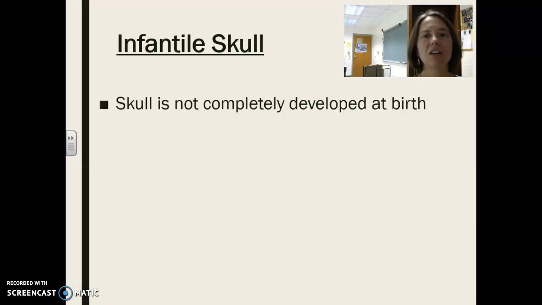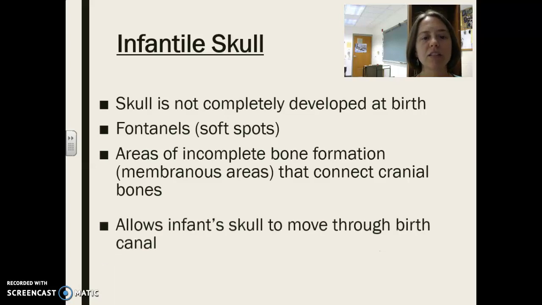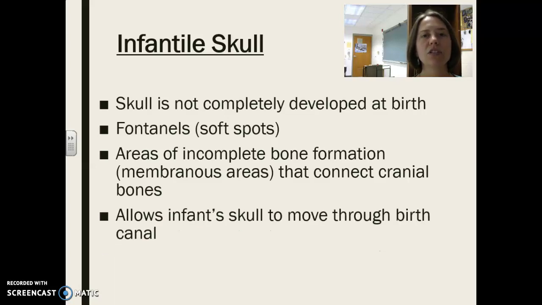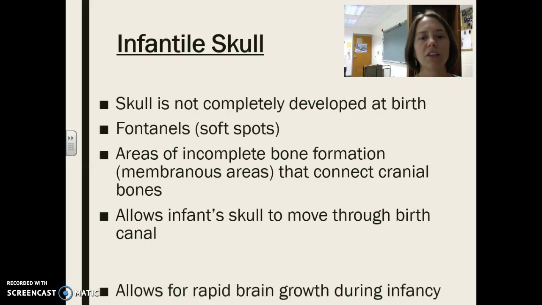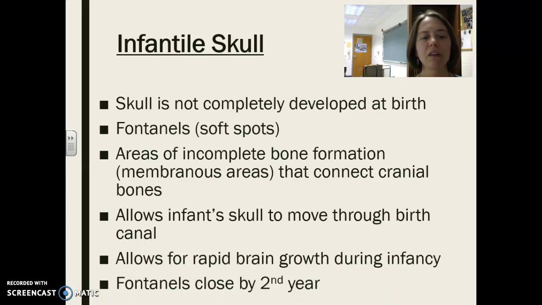So the infantile skull is different than the adult skull because the skull is not completely developed at birth, and it has fontanelles, which are soft spots. These are areas of incomplete bone formation that connect the cranial bones. So they are membranous. They are actually made of membranes. And this allows the infant skull to move through the birth canal and squeeze together more than it could if those sutures were all the way joined together. This also allows for rapid brain growth during infancy. And these fontanelles should close by the second year.